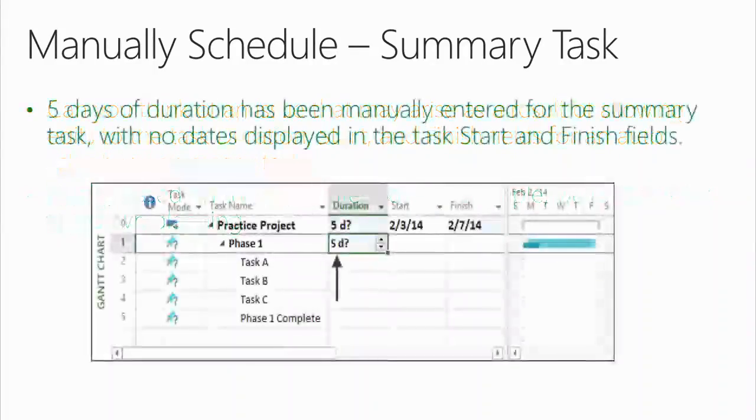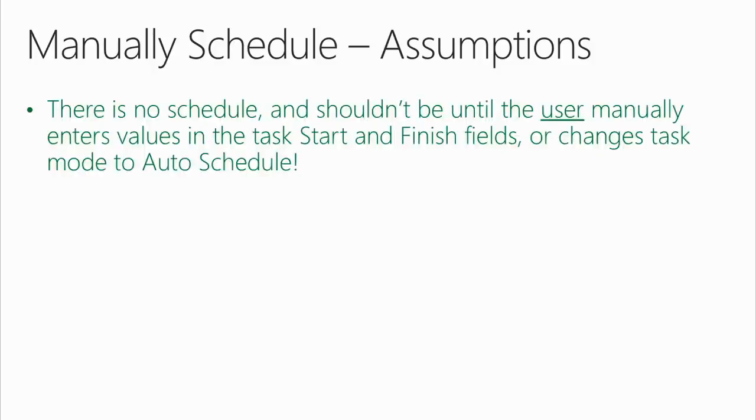Okay? So, Terry. Let's say Terry entered 5 days of duration at the summary task level. Okay? And you'll notice that there are no dates displayed in the task start and finish fields. Very good. Top-down planning. Okay? All right, so now I had to stop and think about this, and I went and made some assumptions. And here's the first one.